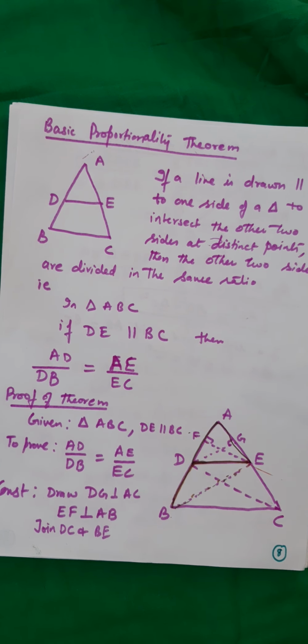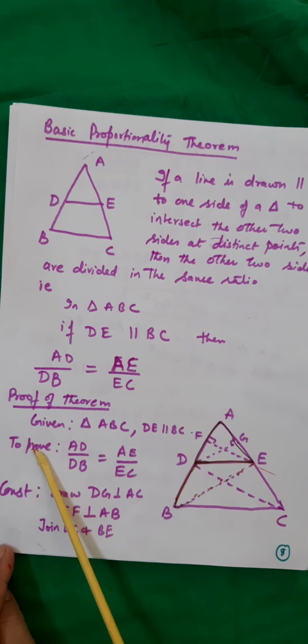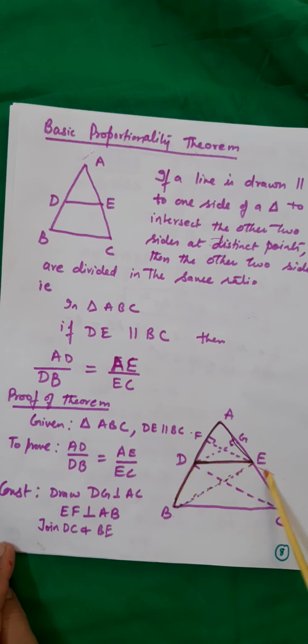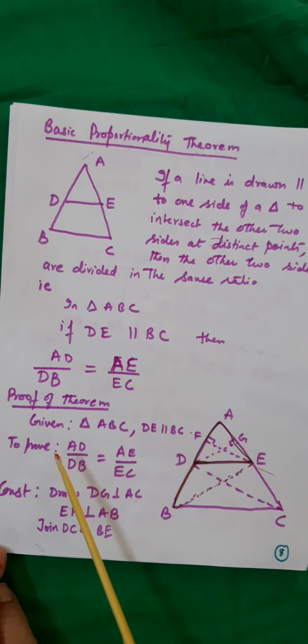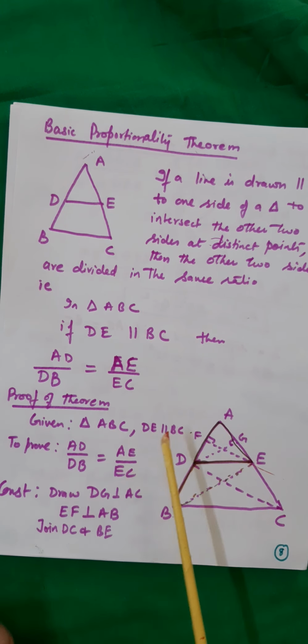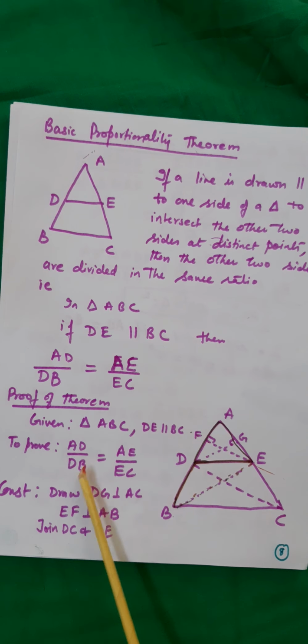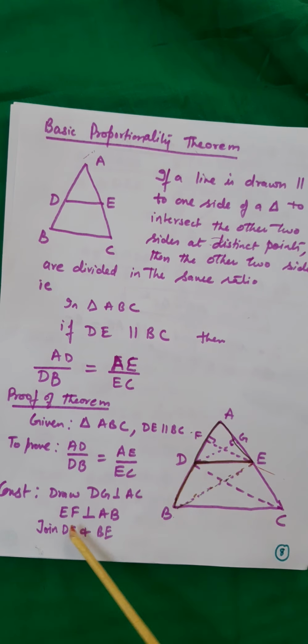Proof of the theorem. For this, we need to write given, to prove, construction, and also draw the figure. So what is given to us? It is given that there is a triangle ABC in which DE is parallel to BC. What we have to prove? We have to prove AD upon DB is equal to AE upon EC.